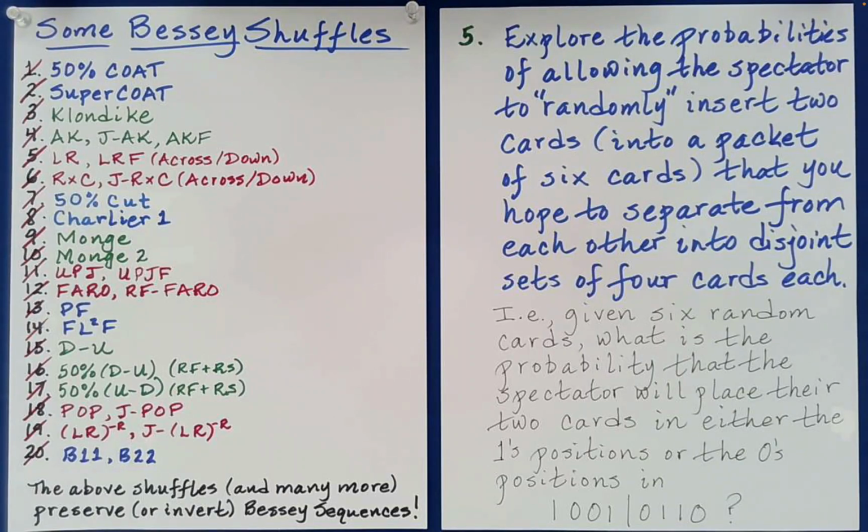Well, how likely is it that they will actually place those cards in such a way that you can know ahead of time whether they will be separated into the 2 distinct groups of 4 or whether they'll be together within the same group of 4 at the end?